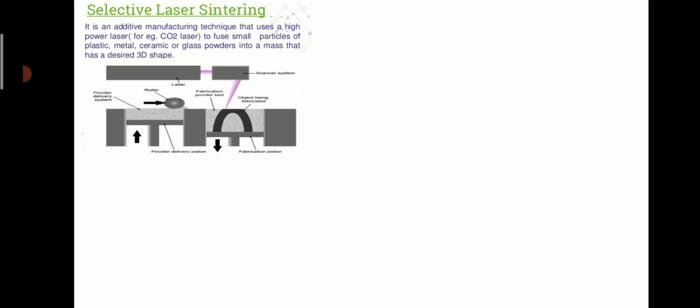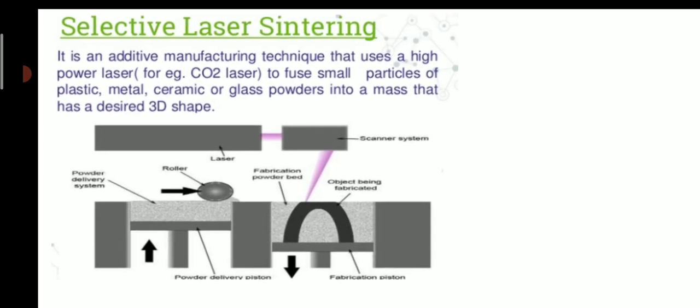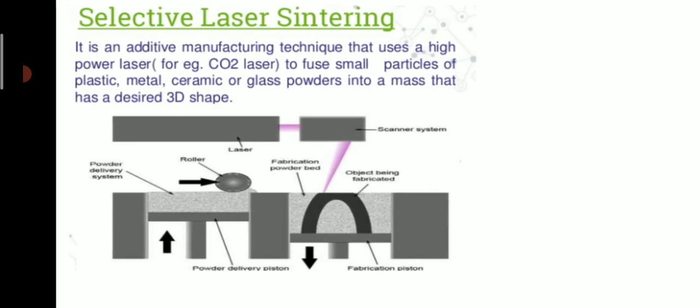In selective laser sintering, what is selective laser sintering? It is an additive manufacturing technique that uses a high power laser, for example a CO2 laser, to fuse small particles of plastic, metal, ceramic or glass powders into a mass that has a desired 3D shape.